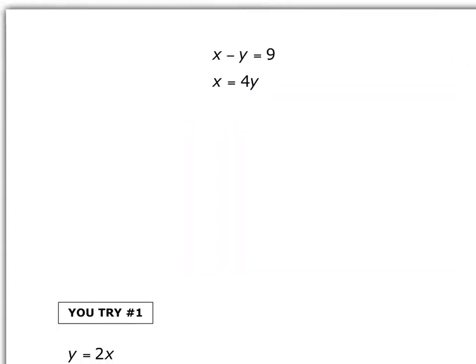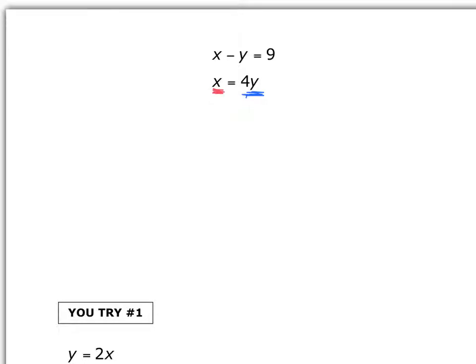Okay, let's look at this one real quick. There are several steps that you need to take. The first step is that when you substitute, you have to find the equation that has either an x or a y all by itself. It can't have anything else on that side of the equation. In this case, we know that x equals 4y, so every time you see an x, you can plug a 4y in instead.